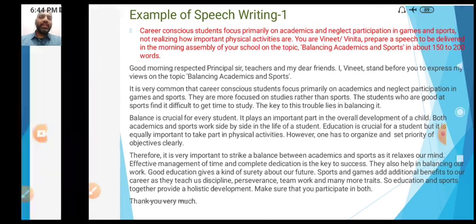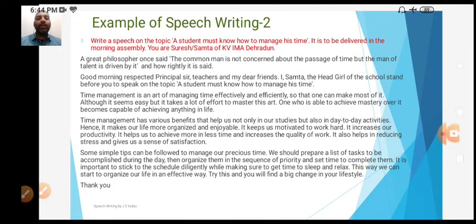Let us move to the second example of speech writing. Write a speech on the topic: a student must know how to manage his time. It is to be delivered in the morning assembly. You are Suresh or Shamta of KVIM Dehradun. I'm just giving you some hint how to write a speech.